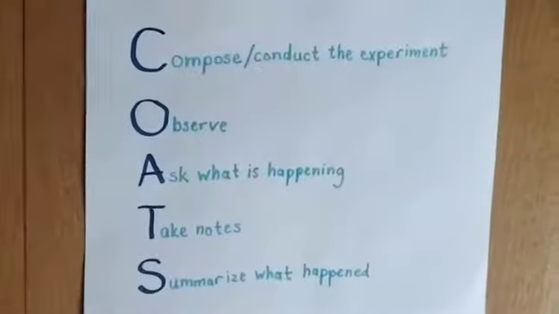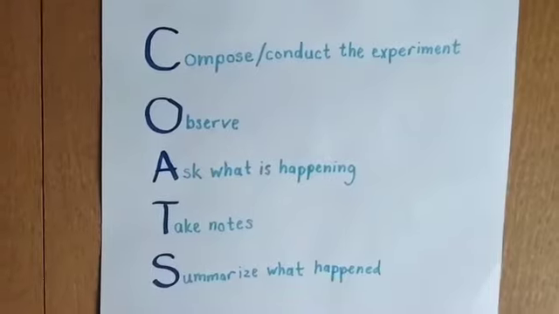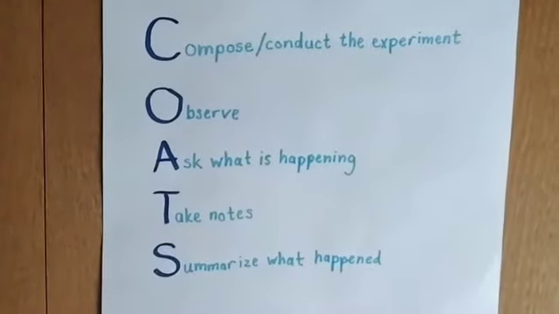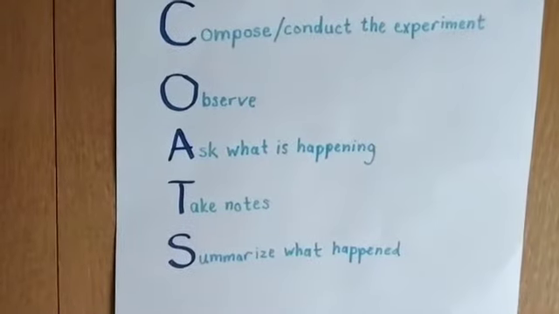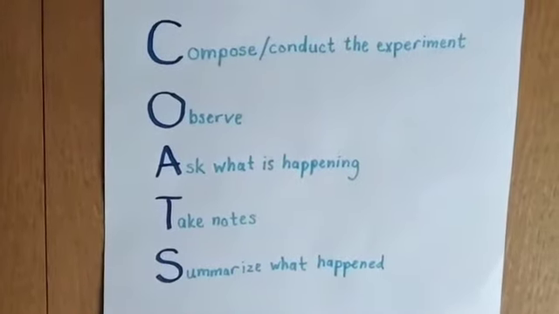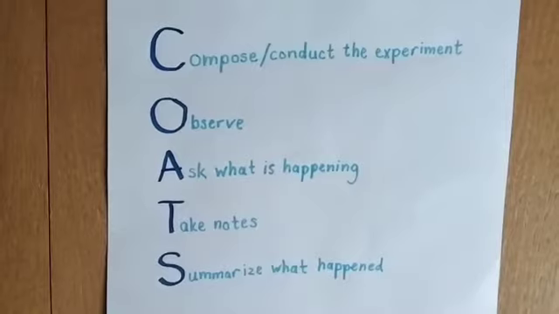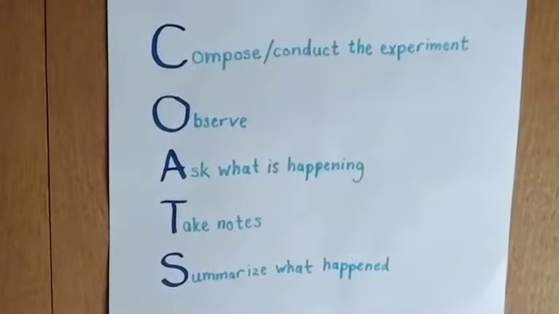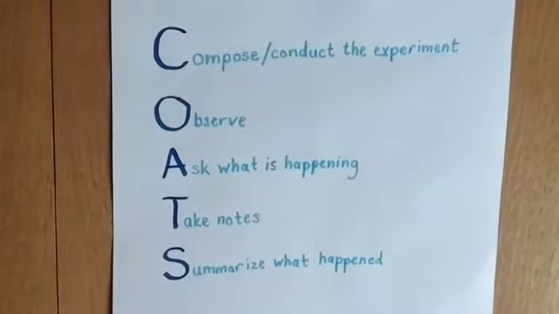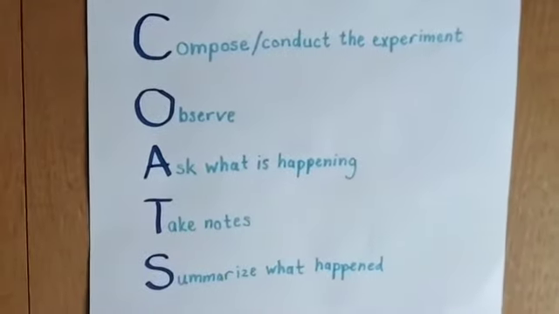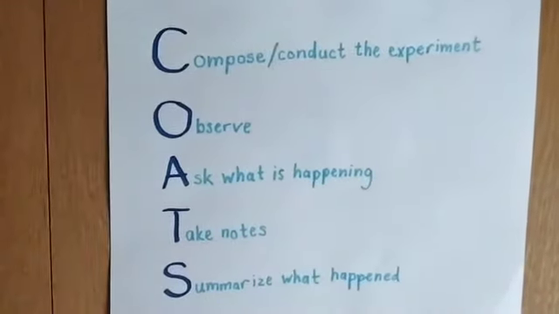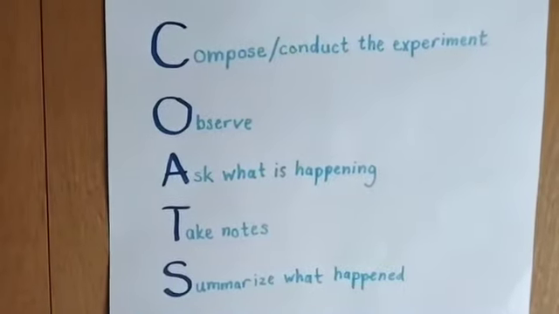C.O.A.T.S. is always useful because when you use C.O.A.T.S., you first conduct the experiment. That's the first part. The second part for C.O.A.T.S. is to observe what is happening. The A stands for ask what is happening. Needless to say, you need to figure out what is happening, or you can ask questions about what is happening in the experiment itself.